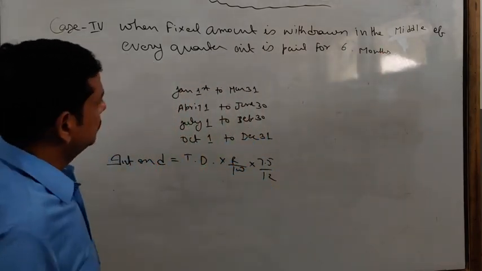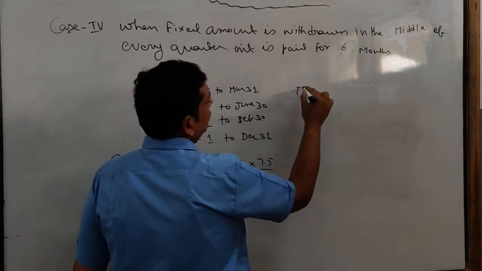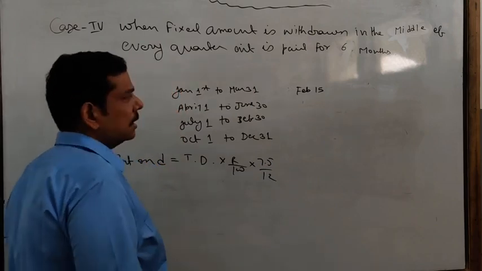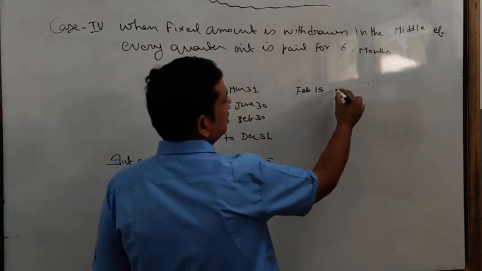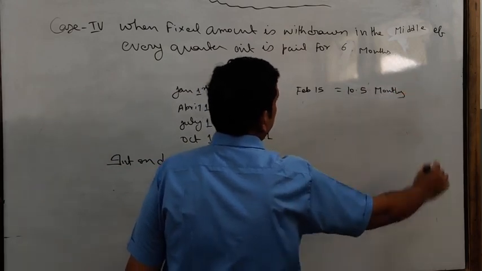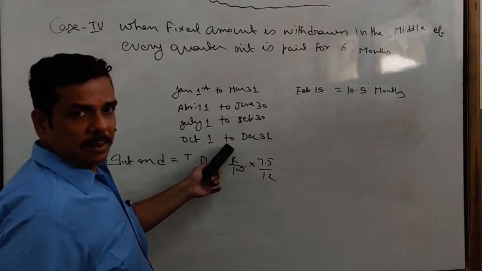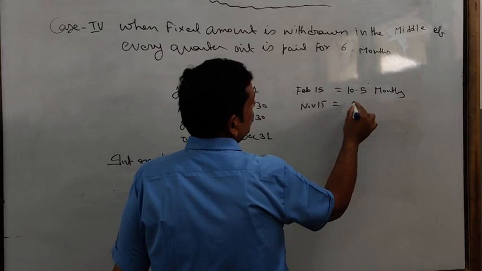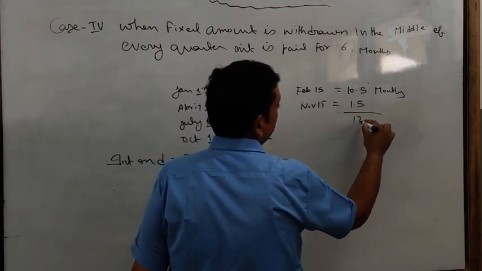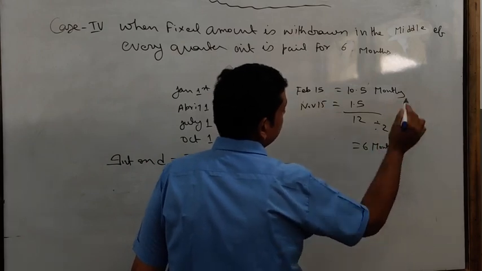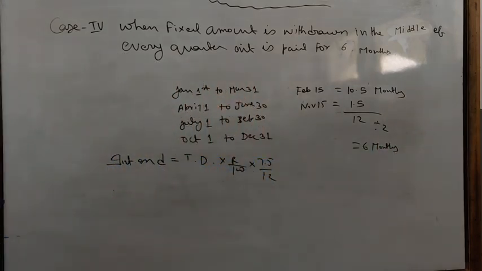Now what is possible? Your first drawing will be on Feb 15. Clear? So time left after first drawing is 10.5 months. And your last drawing will be on the middle of this quarter. So that is November 15. So time left after last drawing is 1.5. Total 12 divided by 2 equal to 6 months. Clear? In this way, case 5 is solved.